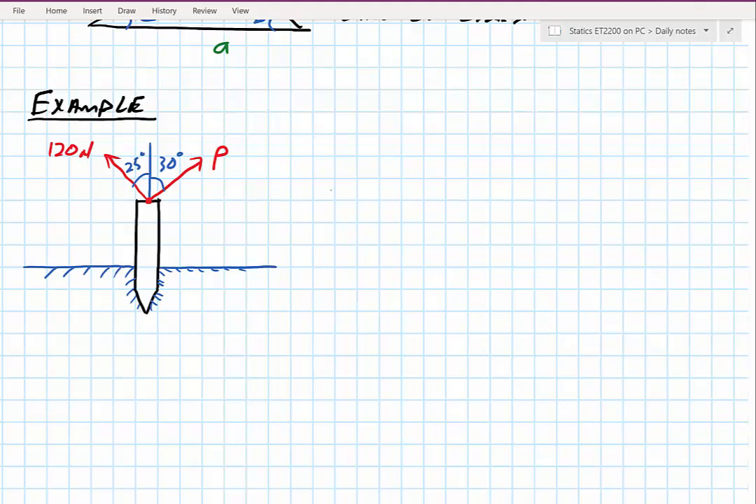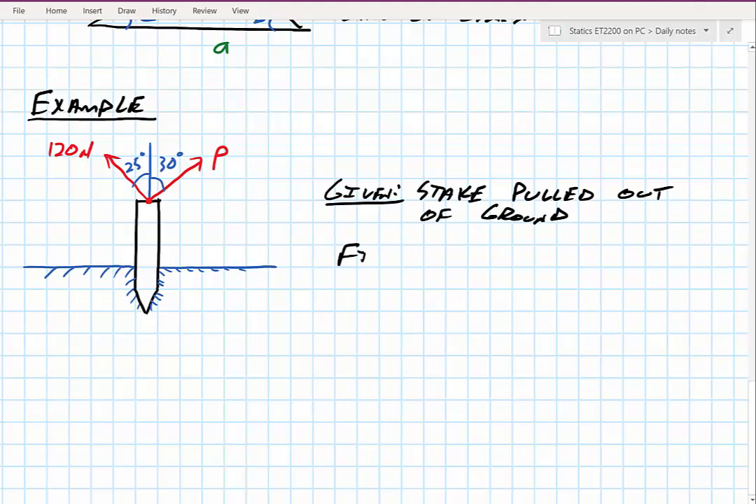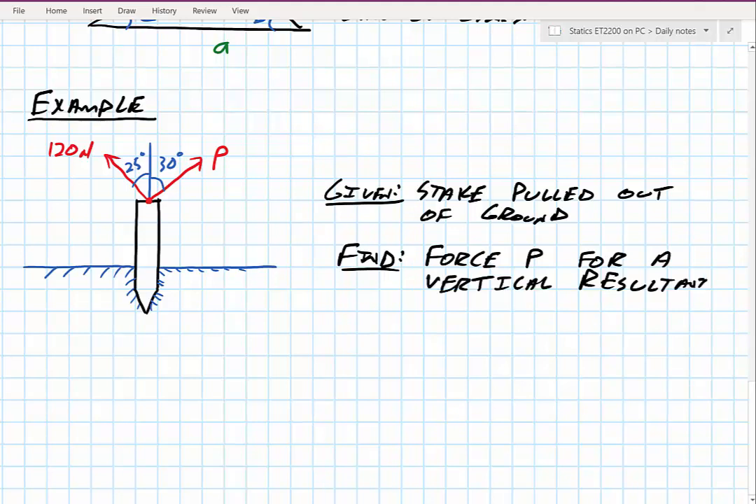So what's given is this stake. And what we would like to find in this case is what kind of force P would I have to apply in order to get a vertical resultant.